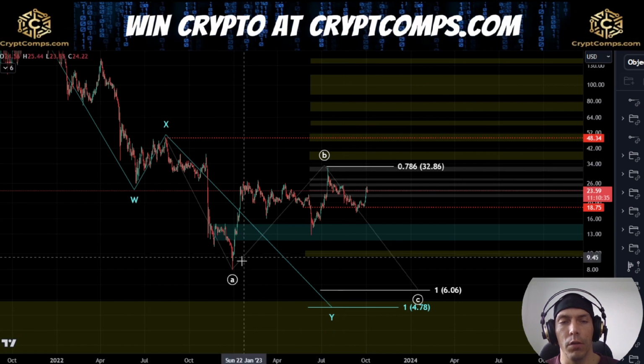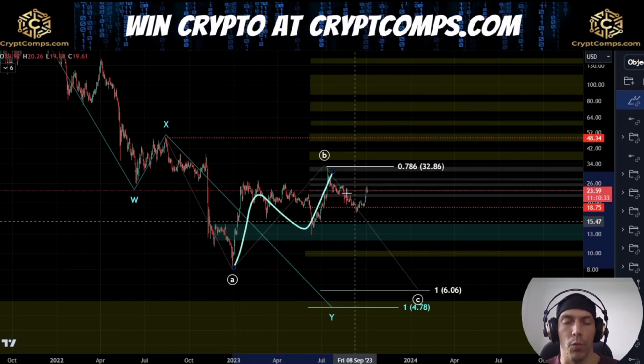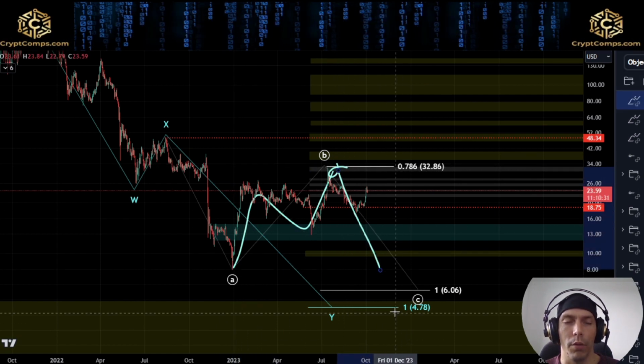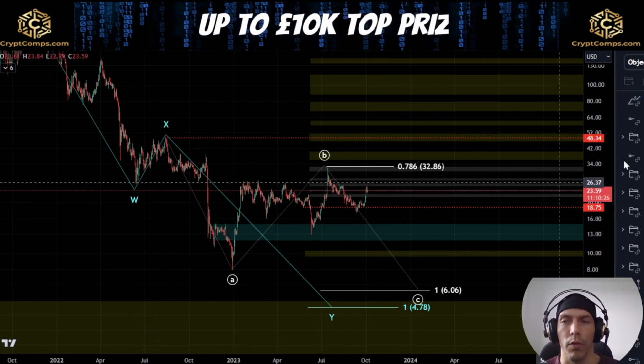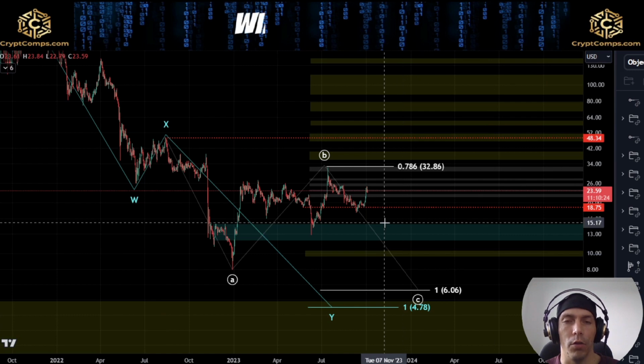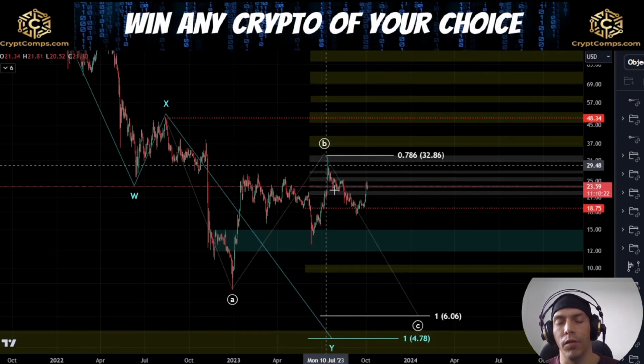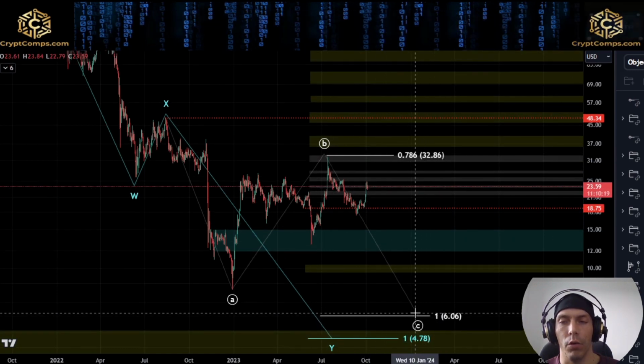Now, within this idea, what we'd be saying is that this is just a corrective move to the upside here, and we could be looking for this continuation down. Now, within this idea, I wouldn't like to see this X wave get broken here at this 48.34. And what we'd be expecting is to see a 5-wave move to the downside here, looking for the C wave.